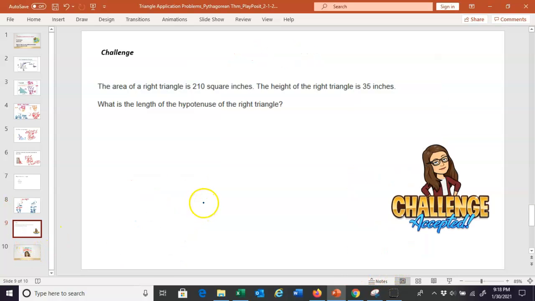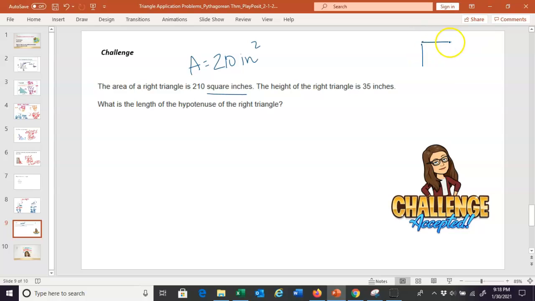All right, here's the last one for our play posit, and it's a challenge. The area of a right triangle is 210 square inches. The way you would write that with a label is inches squared. Remember, area is always squared.